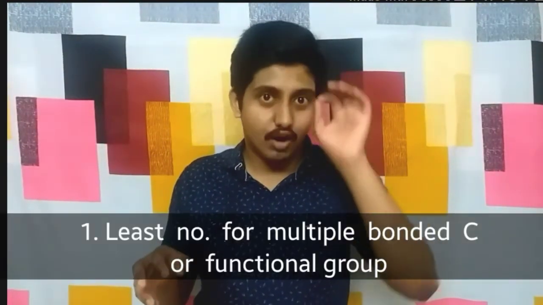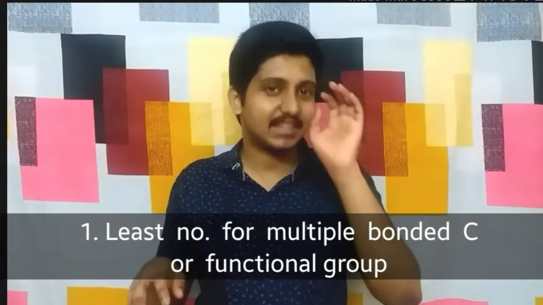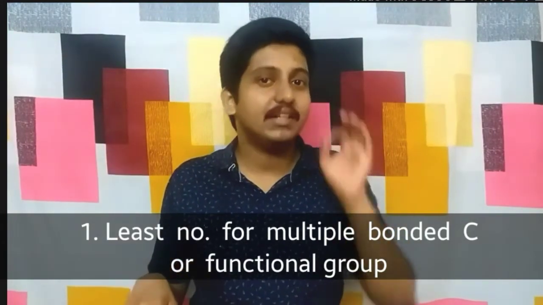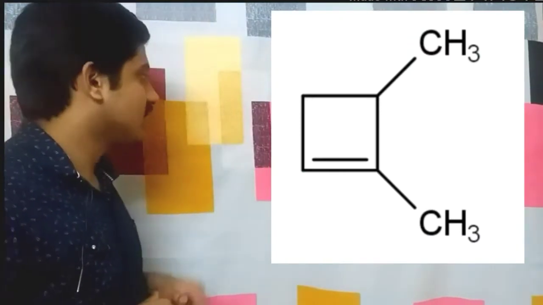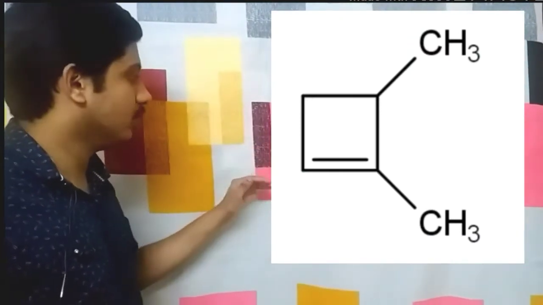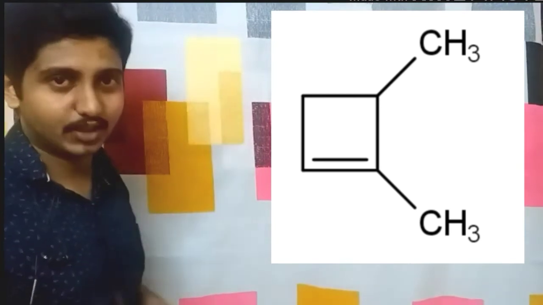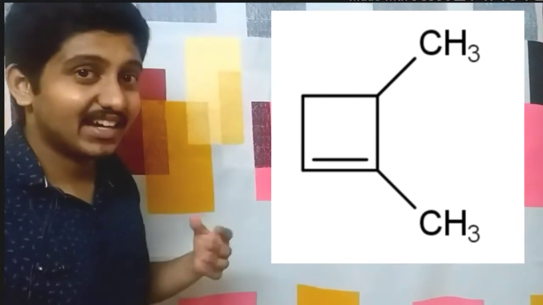Let's go to the next step, that is, how to name alicyclic compounds containing multiple bonds or functional groups. First of all, we have to number in such a way that the multiple bond or the functional group gets the least possible numbering. Let's see an example. Here we can see that we have a cyclobutane with a double bond and 2 methyl groups at 2 different positions. Then how to name it?